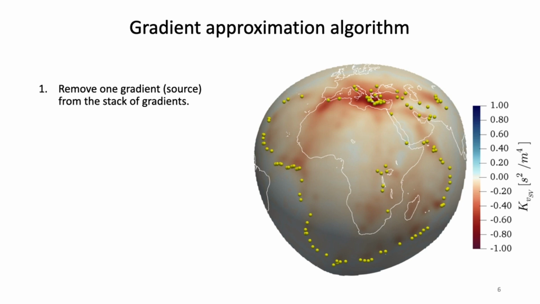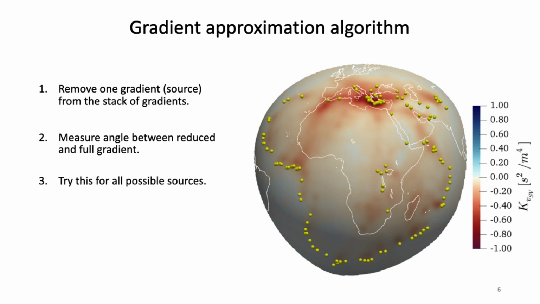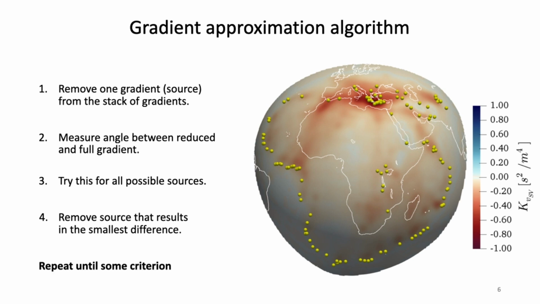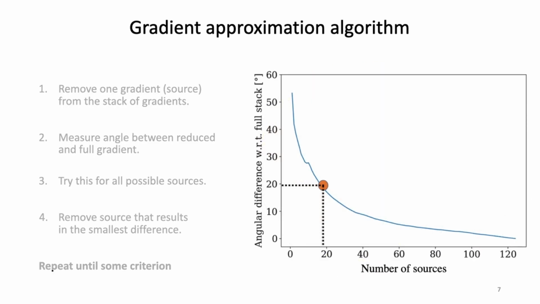First, we remove one gradient or source from this batch of gradients. We then measure the angle between this reduced gradient and the to be approximated full gradient. We then try this for all possible sources and then remove the source that results in the smallest angular difference and continue to do this until a certain threshold is met. This plot shows how the gradient deviates as a function of the number of sources. With all sources, we of course get no deviation, and with about 20 sources we can approximate the gradient of 125 sources to within 20 degrees.